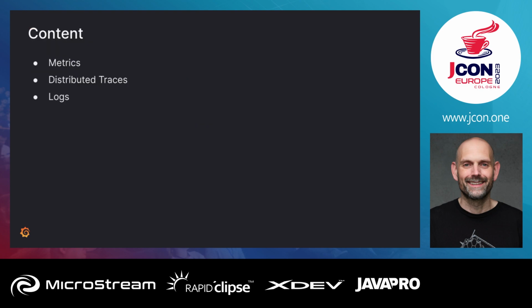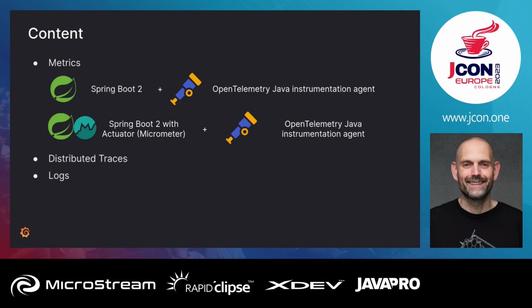Okay, and for this talk, I've thought a bit about how to structure it, because I'm going to show you different APIs, different implementations, different ways of doing things, but I ended up structuring it signal by signal. So we are going to first look into metrics, then move on to distributed tracing, and then move on to logs. And for the metrics part, we will basically look at Spring Boot 2.